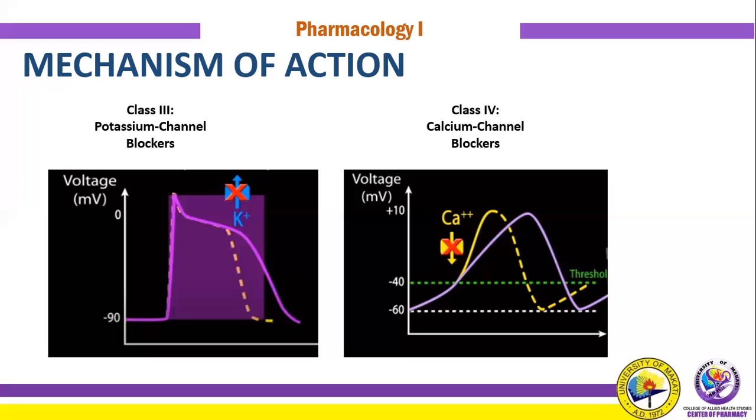So, next is class 4, or calcium channel blockers. Calcium channel blockers act on the SA and AV nodal cells. Blocking these channels results in a lower sinus rate and slower conduction through the AV node. So, their action is similar to that of beta blockers at the AV node.